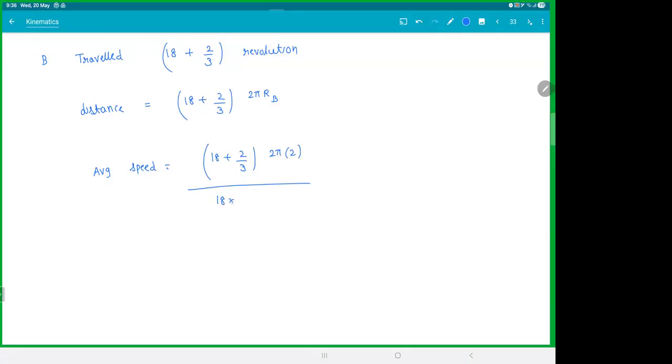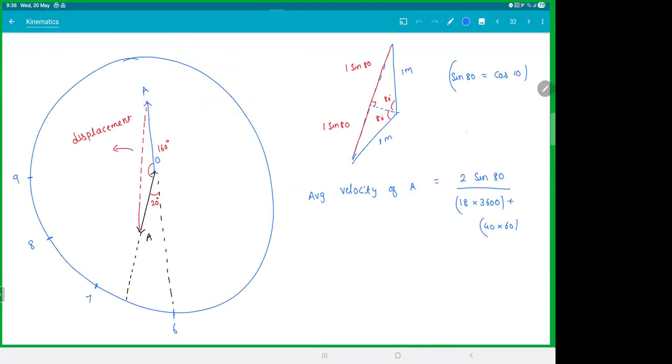1 hour is 3600 seconds plus 40 into 60 seconds. Yeah, you can leave it here. No need to simplify. Got this? There. So that's a straightforward thing, average speed and average velocity. Clear with this? Yeah.